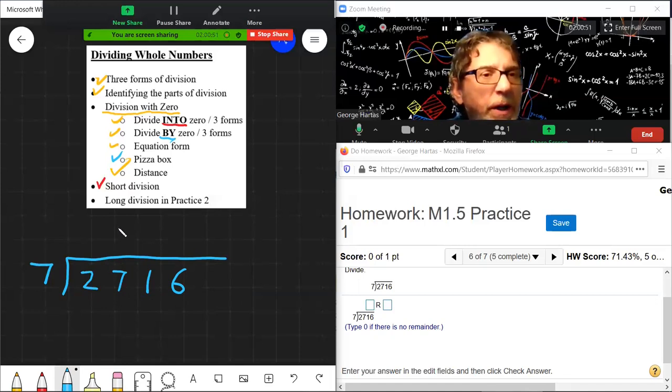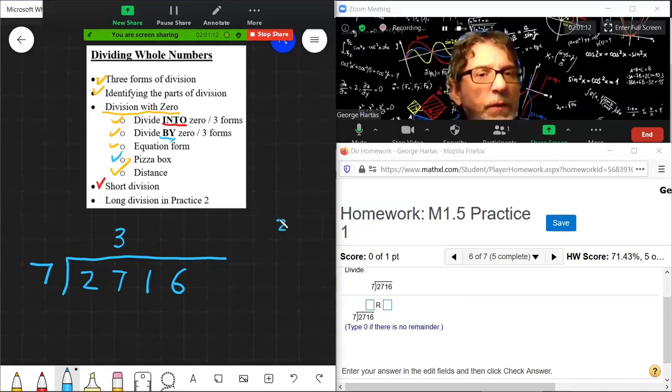You put the answer right here, right over the right-hand digit, over the ones digit. When you're looking at this, this is the ones and the tens. You put it right here. It goes in there 3 times, okay? Now, 3 times 7 is 21.